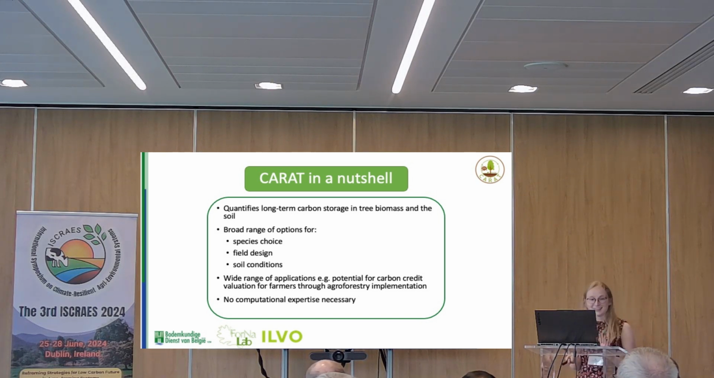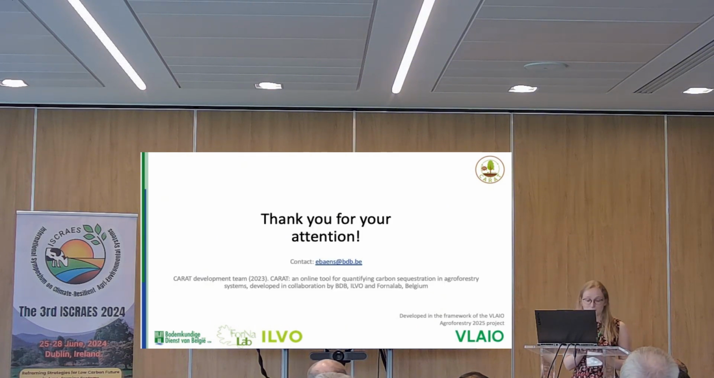So CARAT in a nutshell. It quantifies the long-term carbon storage in your tree biomass and in the soil. There's a broad range of options that you can use as input as a user, like the species choice, your field design and soil conditions can be defined here. A wide range of applications is possible, like there's potential for carbon credit valuation for the farmers through agroforestry implementation. And it's quite easy to use the tool, so no computational expertise is necessary to actually use it.